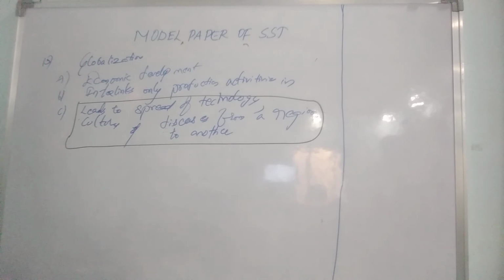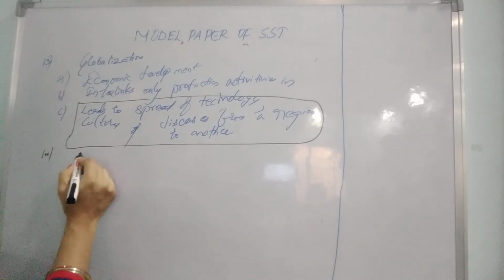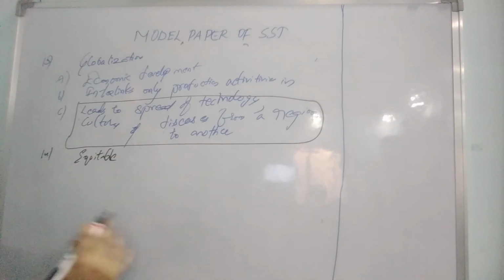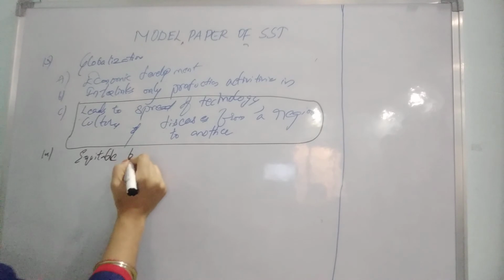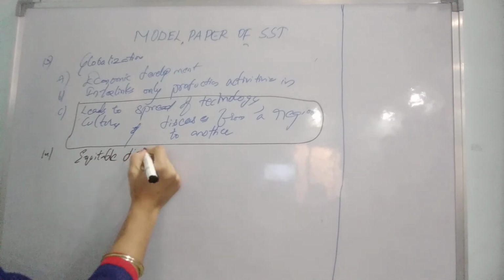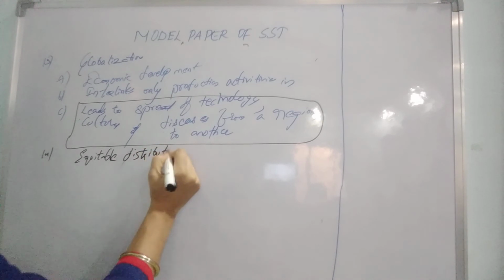And the next question, 14th question is, it will be given some data and find out which country has the most equitable distribution of income, like that.